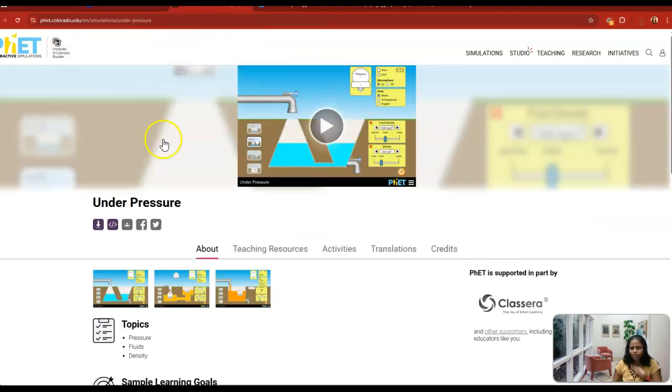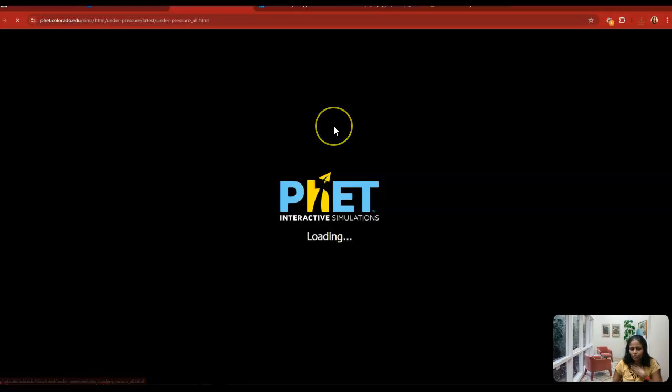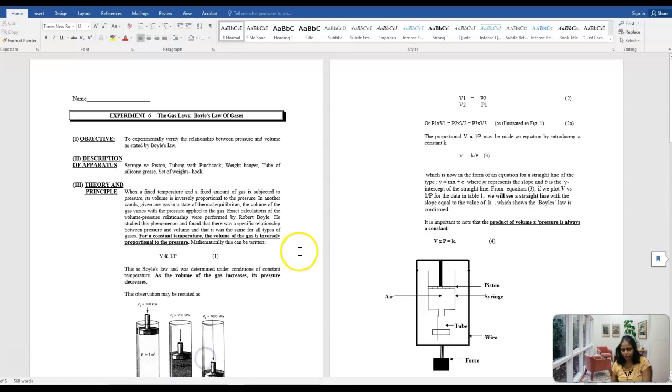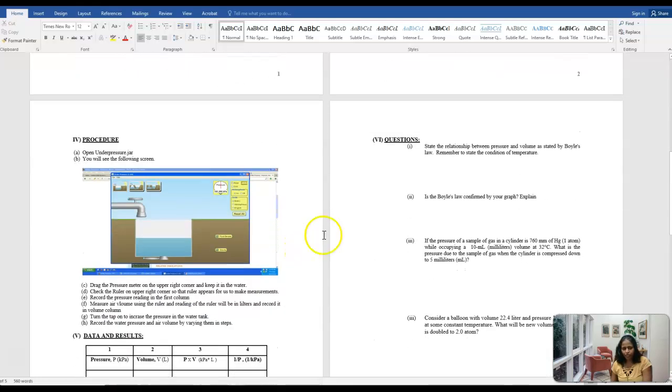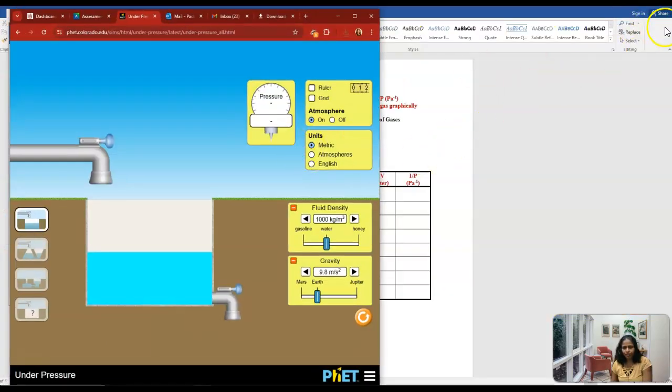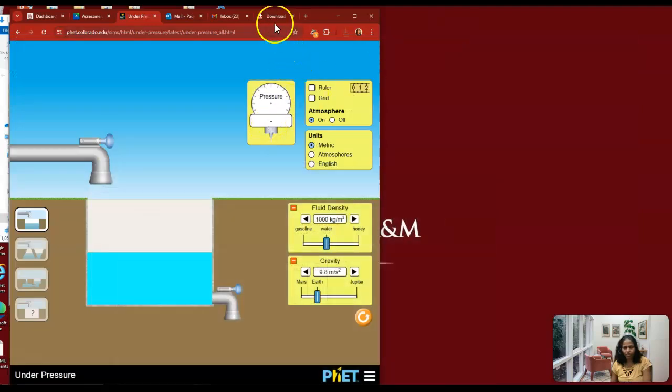This is what you will see when you click on the simulation link. You're going to open this, and then I want you to open the Word file where you have the procedure written right here. So this is the procedure section, and I want you to have these two side by side so that you can work on them side by side.